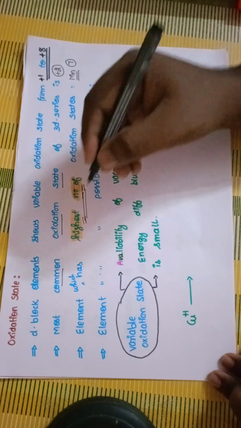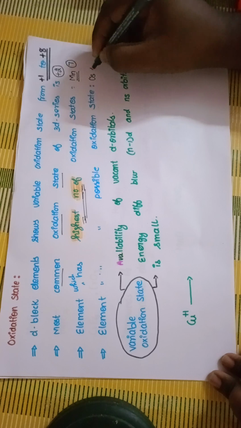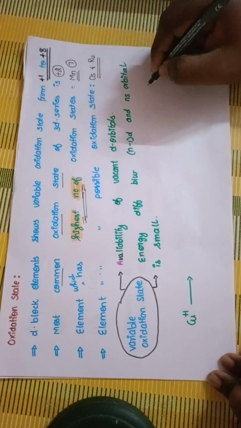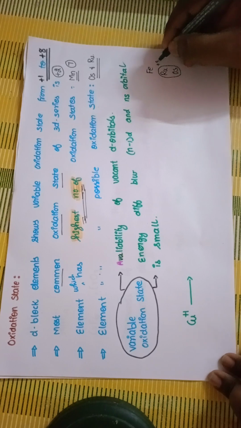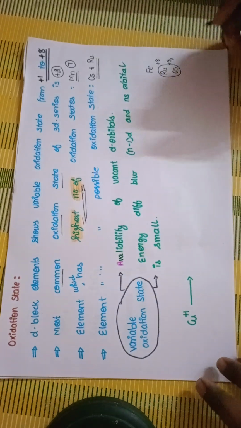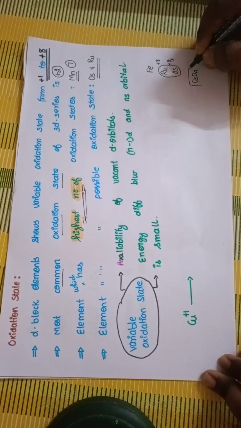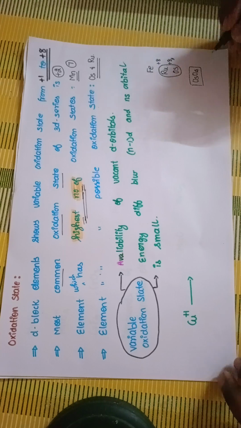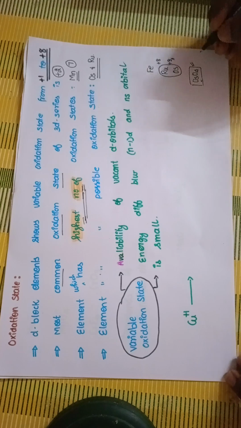The elements which have the highest possible oxidation state, value wise, are osmium and ruthenium. These two belong to the iron group, and they can exhibit the highest oxidation state of +8, not in all compounds but in some, like osmium tetraoxide. It's a very good reagent in organic chemistry. Here osmium exhibits the +8 oxidation state.